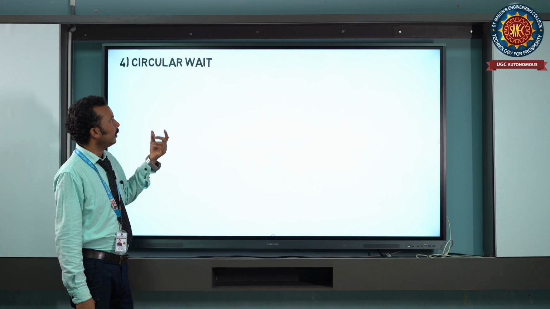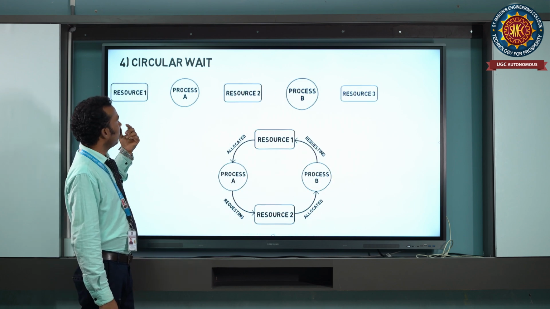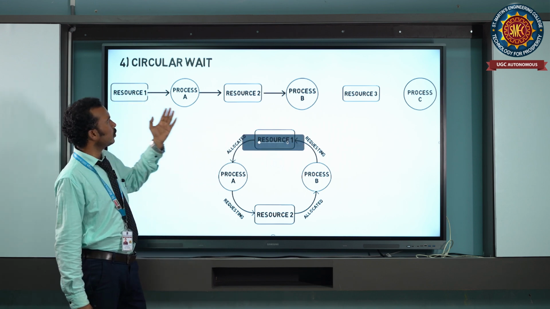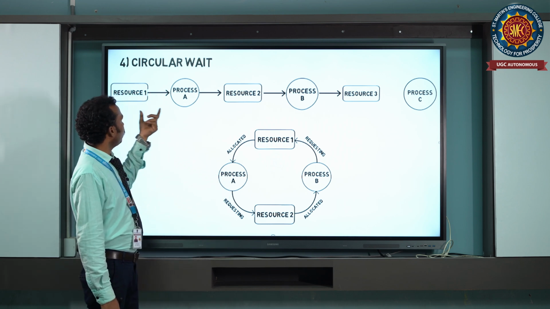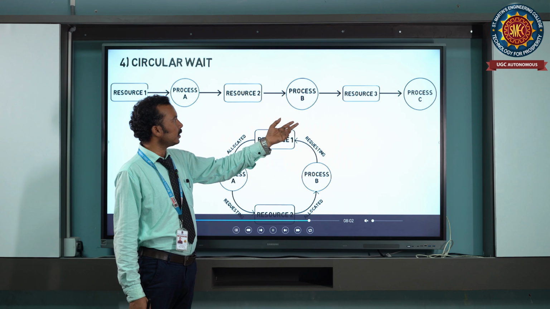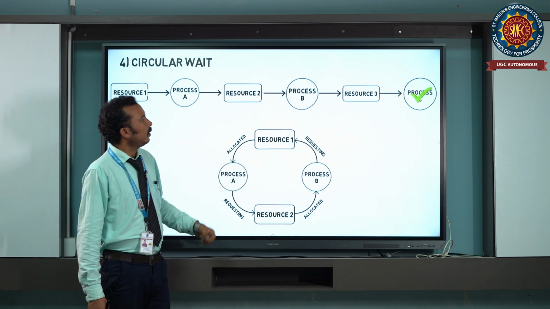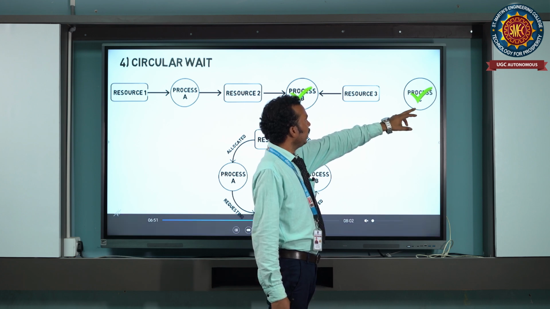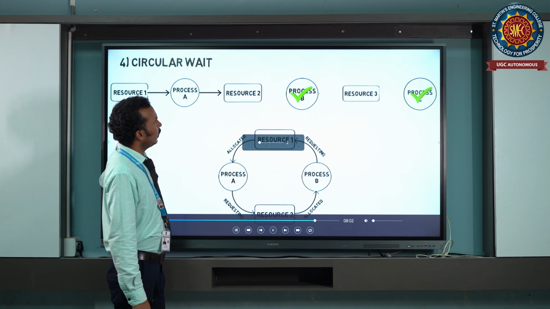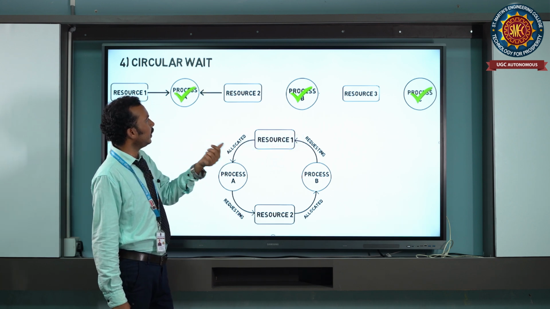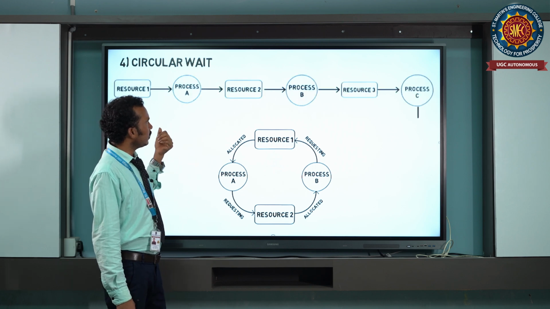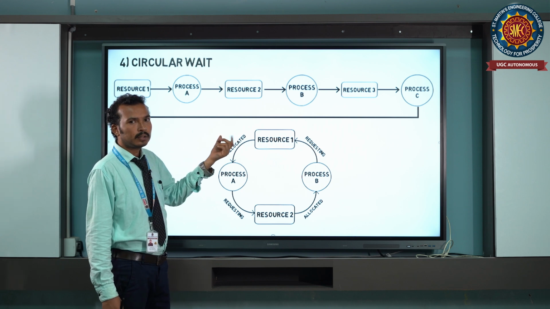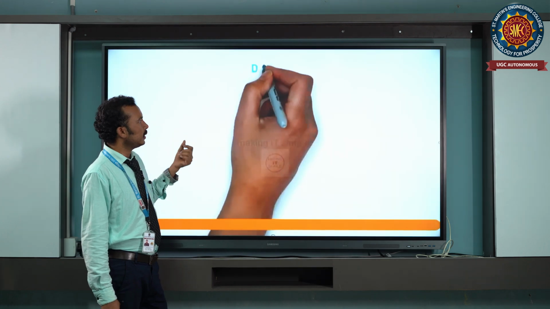Next one is circular wait. Here we can take three processes, process A, process B and process C, and the resources are resource 1, resource 2 and resource 3. Resource 1 is allocated to process A, resource 2 is allocated to process B, and resource 3 is allocated to process C. Process C already has a resource, but to complete its execution it requires resource 1, which is held by process A. In this case it will form a chain, so no process will complete its execution. One process is waiting for another's resource, so in this case also the deadlock will occur. These are the four necessary conditions.